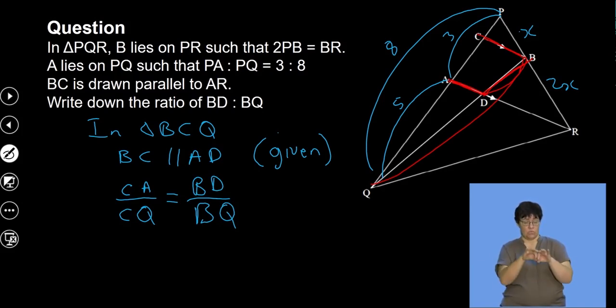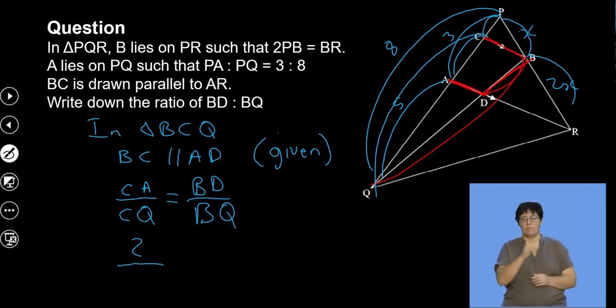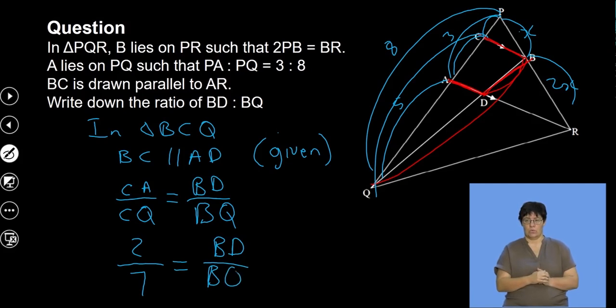And then CA value, you know for a fact that it has a ratio of 1 is to 2, which is the same as the one that is that side. So this will be 2 over, then my CQ will be from C up until Q, which is 2 plus the 5 there, and that will be 7, is equal to BD over BQ. I know this is a lot, guys. Please, I said try to write it down. Just write all of them down, and then after that, try to link them back to what we've spoken about.